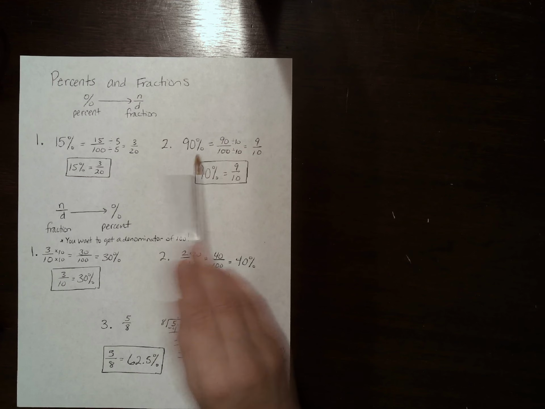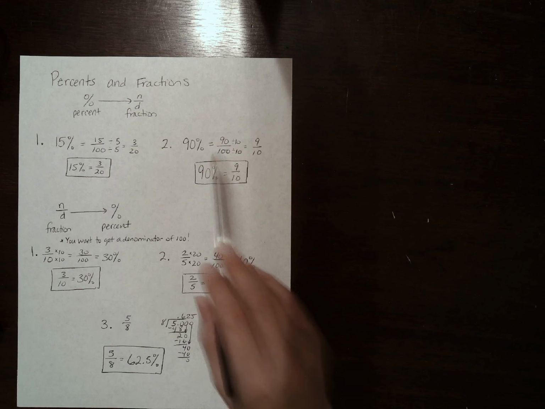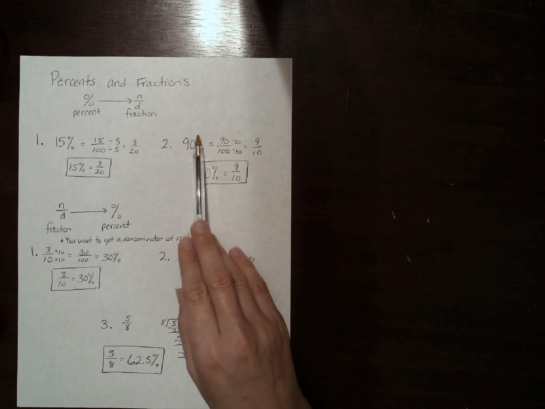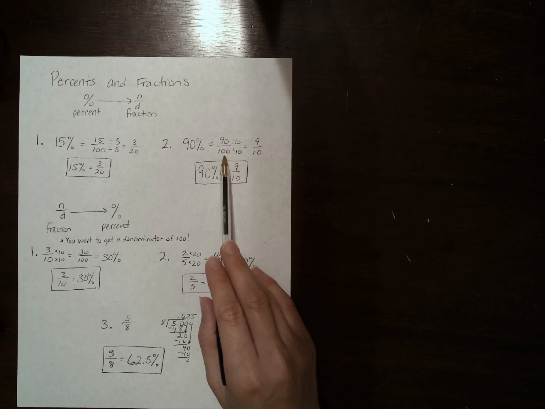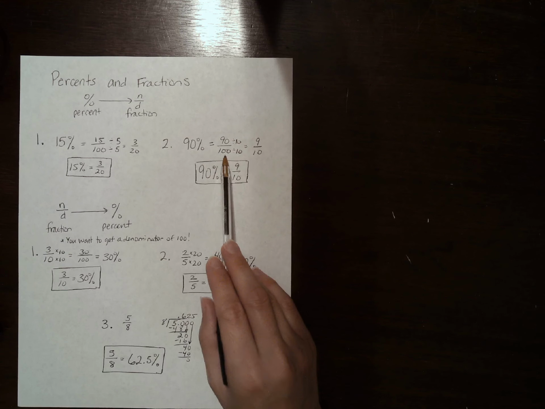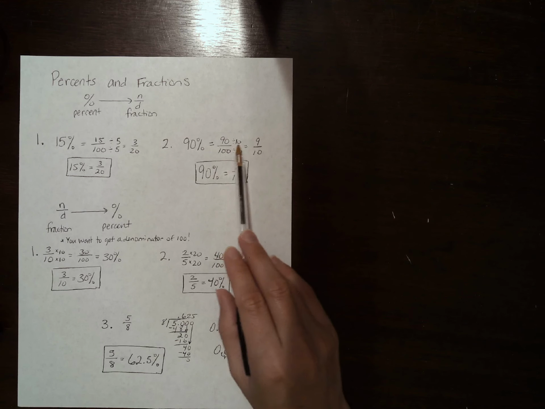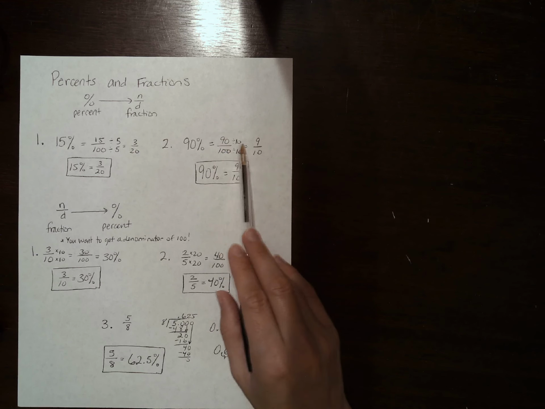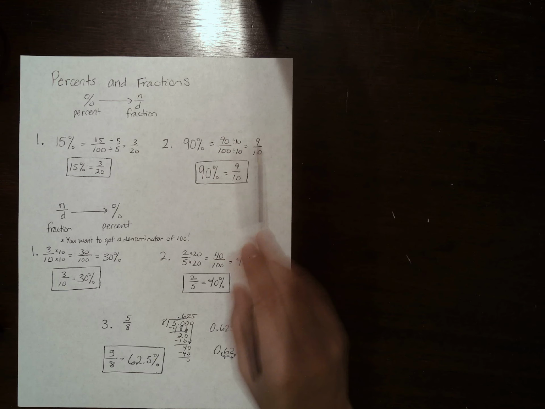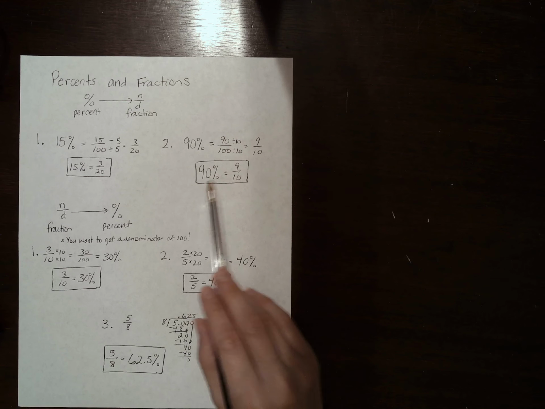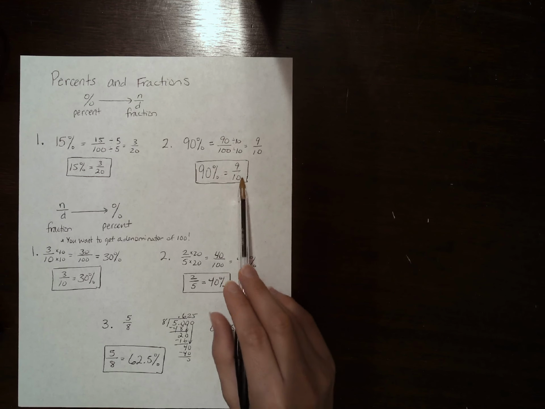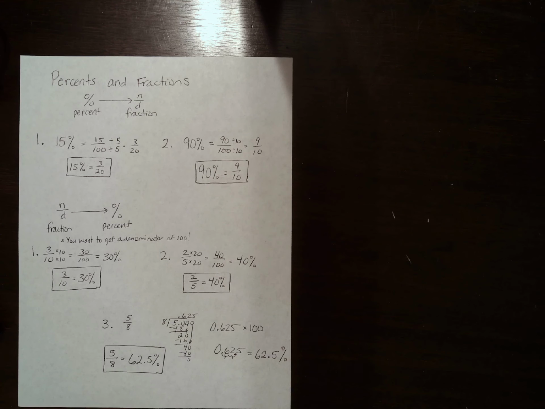Number 2, we have 90%. So again, we are going to drop that percent sign. 90 becomes our numerator. 100 is our denominator because percents are out of 100. We are going to simplify our fraction. Greatest common factor of 90 and 100 is 10. So 90 divided by 10 is 9. 100 divided by 10 is 10. So 90% is equal to 9/10 as a fraction.